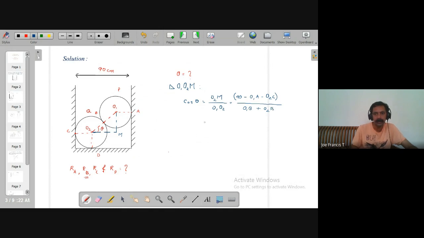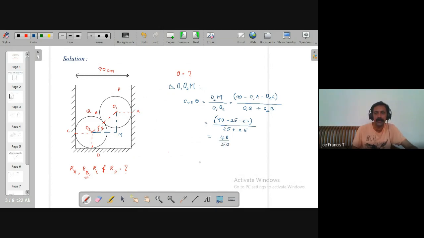Now it becomes more clear, no? So 90 minus, how much is O1A? It is 25, because the radius of the sphere is 25. O2C is also 25. So 90 minus 25 minus 25. This O1 O2 is the sum of the two radii, so 25 plus 25. So the numerator will be 40, and the denominator will be 50.